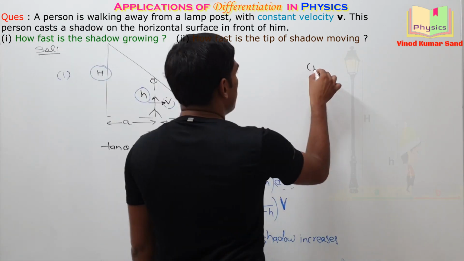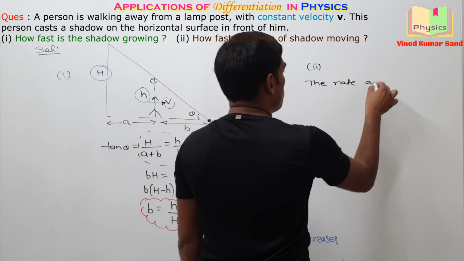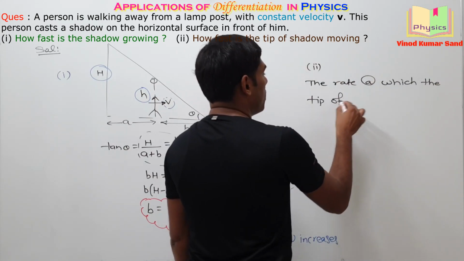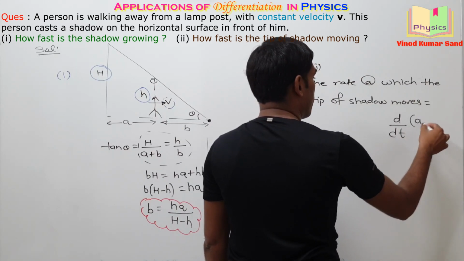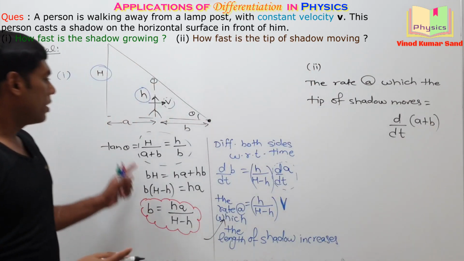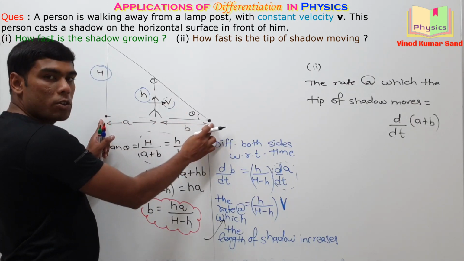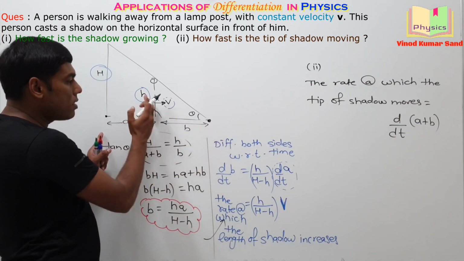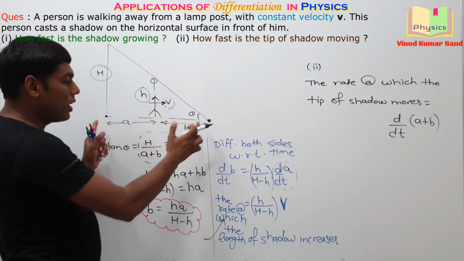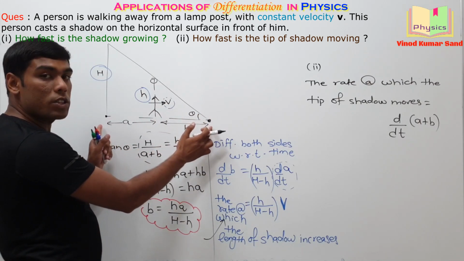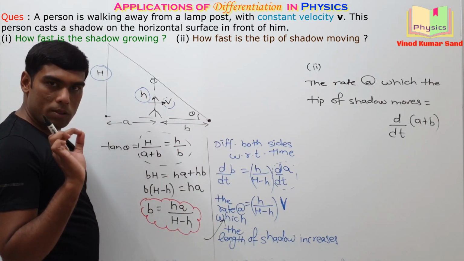For the second part, the tip of the shadow will be lying here. The rate at which the tip of the shadow moves should be equal to d by dt of (A plus B). Do you agree? From the pole, the tip of the shadow is at a distance A plus B. As the person is walking ahead, A as well as B are both changing, and the rate of change of the length A plus B will give you the speed at which the tip of the shadow is moving.